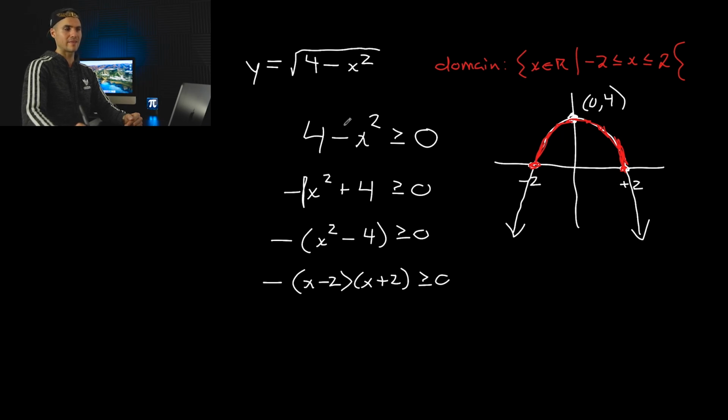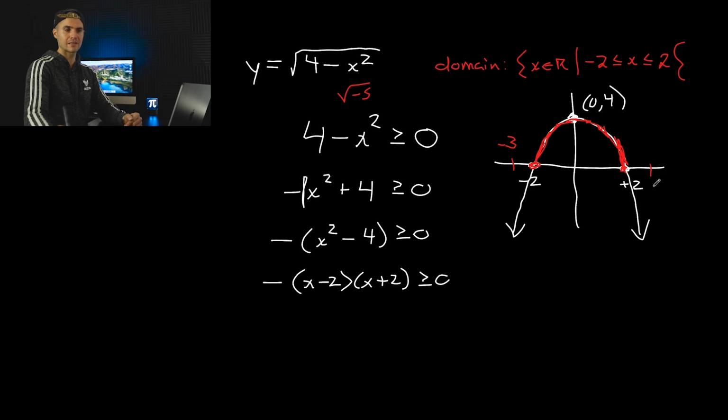That is when this relation is going to be positive. Then you could test it, right? So let's try to plug in -3. If I plug in -3 here, I'll get -3 squared, which is 9. 4 minus 9 is -5, and we can't square root a negative.